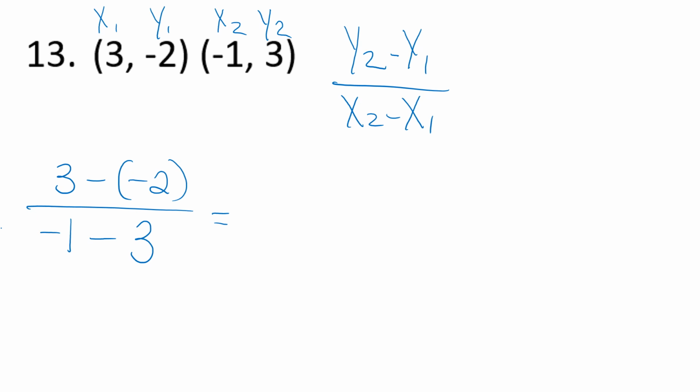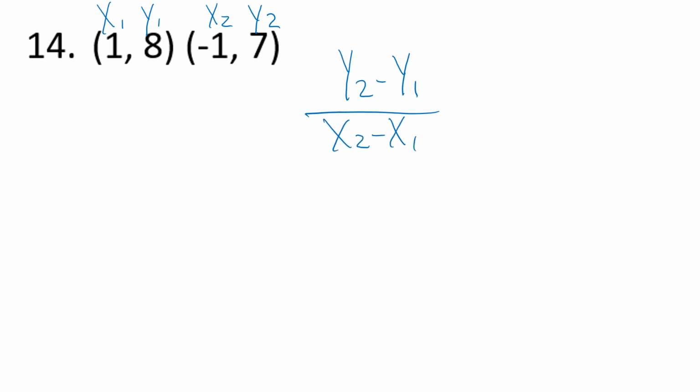Then use your integer rules and solve the problem. 3 minus negative 2, add the opposite. That would be 3 plus 2, which is 5. I have a minus sign here, so that tells me to add the opposite. So now I have negative 1 plus negative 3, which is negative 4. So that's reduced as low as it needs to be, so I can leave my slope as negative 5/4.